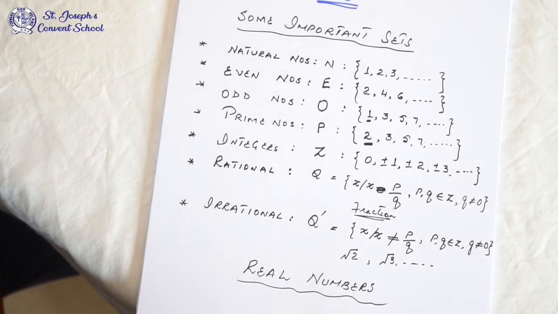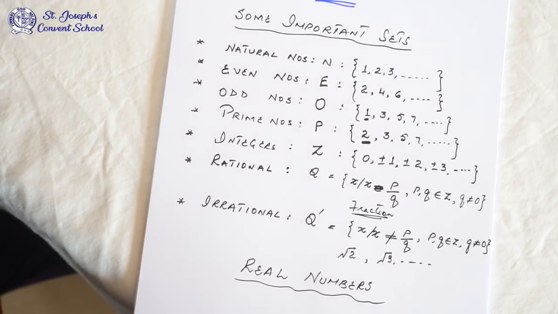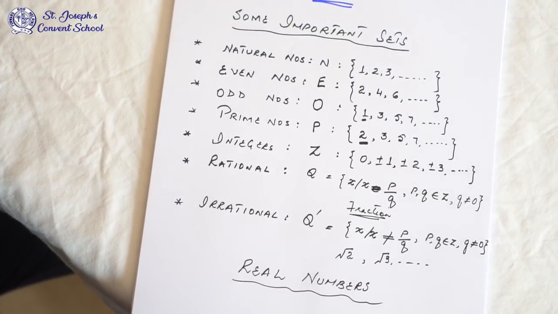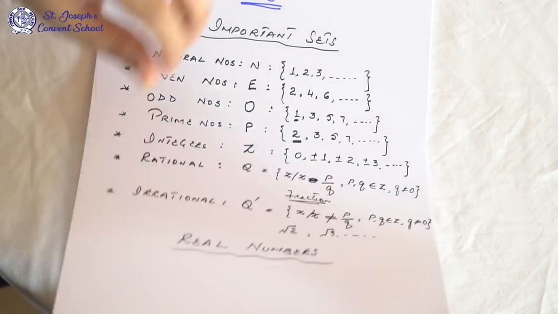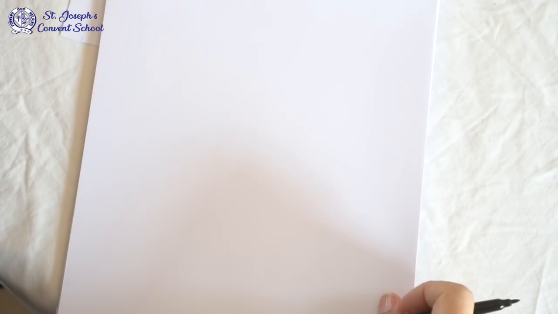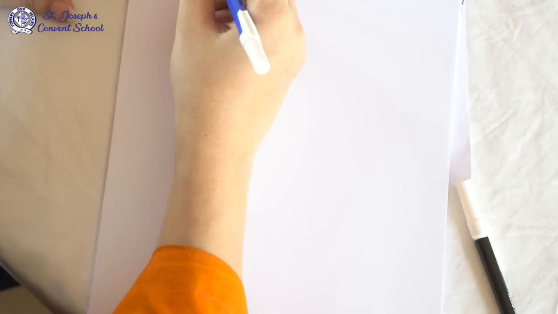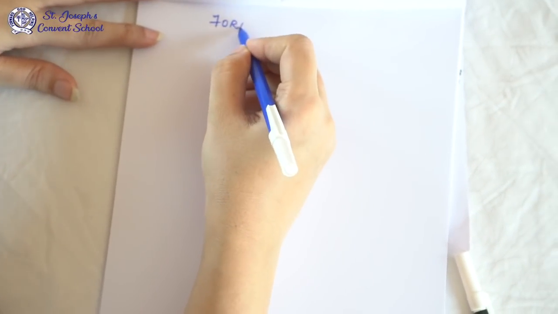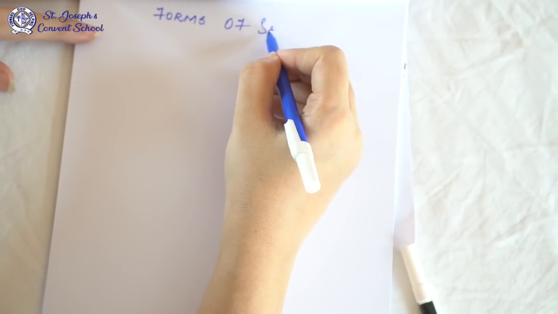You have already done these sets, so you should know what they are. We are going to use these in different examples, so you should know them. Now next is how to write these sets in different forms. There are different forms of sets.